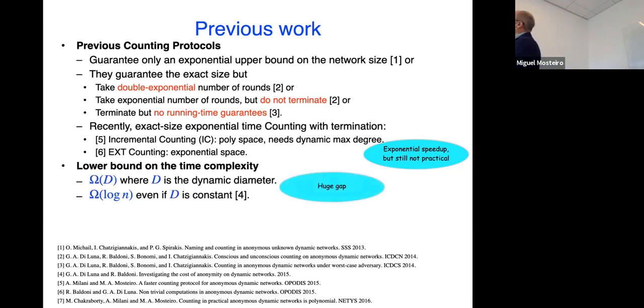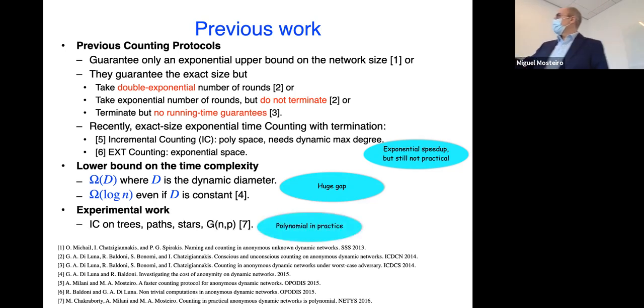On the other hand, for lower bounds, only the trivial lower bounds are known, and that is still true today. The dynamic diameter, again, it's a dynamic network so the diameter may change, but we can show very easily that the dynamic diameter is a lower bound. And even if the dynamic diameter is constant, there is a lower bound of log n for obtaining the network size. But these are really straightforward lower bounds. The gap is still huge.